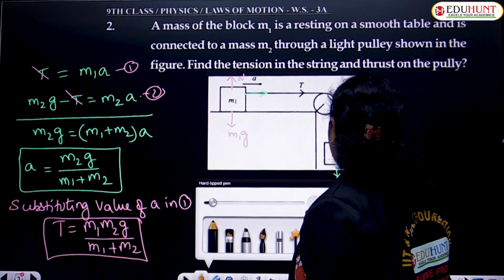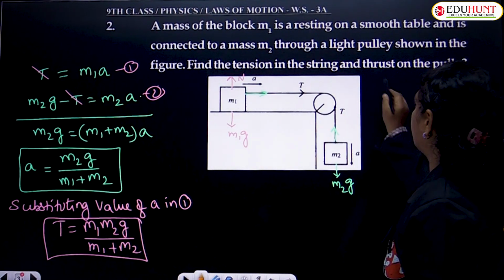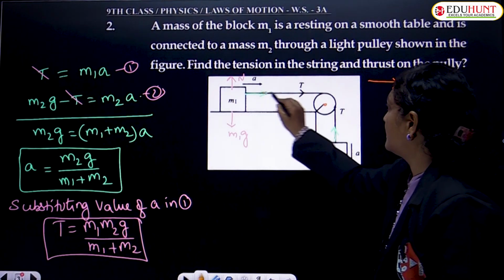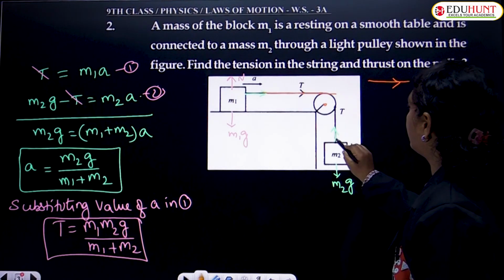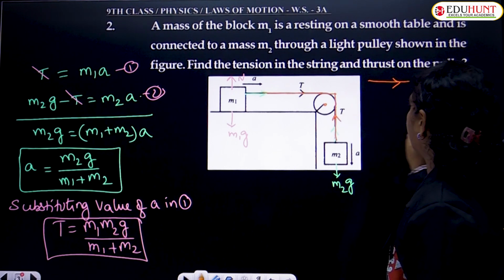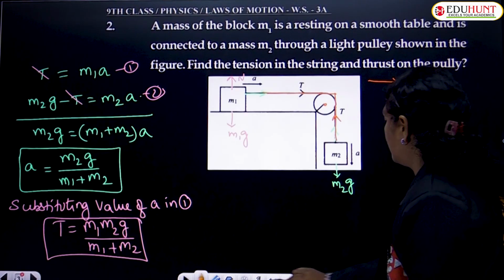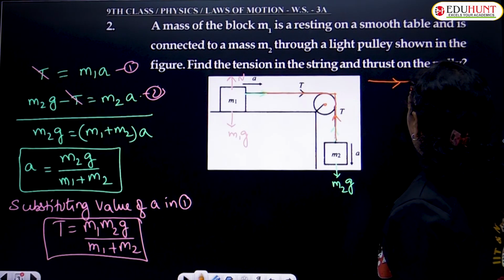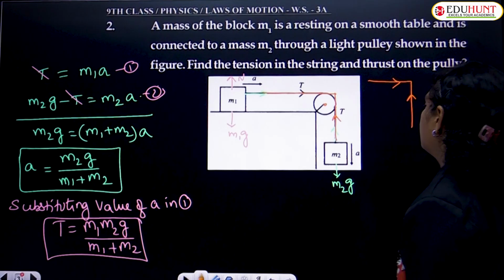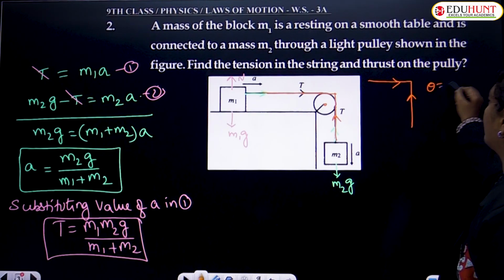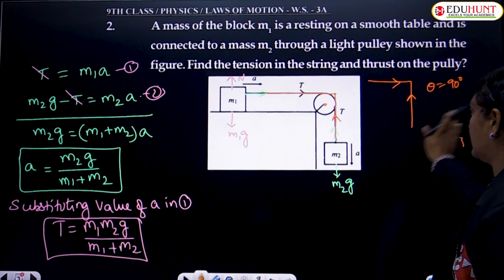Children, we know that these two tensions, if you look at the picture, the tension on this pulley, this tension is in this direction and the other tension is in this direction. So it's very clear from the figure that both the tensions are acting perpendicular to each other. If the tensions are acting perpendicular to each other, then the angle between them is equal to 90 degrees.